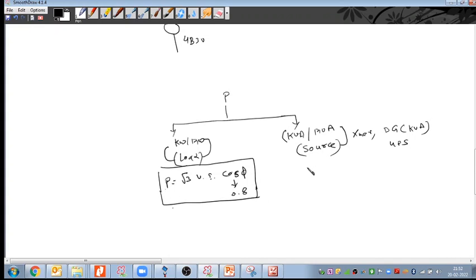But when it comes to the source, the power formula is not like this. The power formula for a three-phase system is simply P equals root 3 into V into I. That's it. No power factor will come here. And I think we know the formula for kVA and kilowatt also.